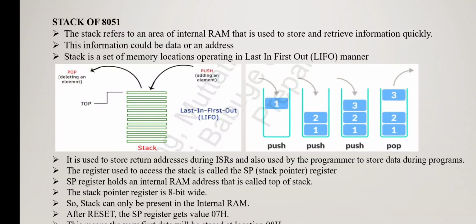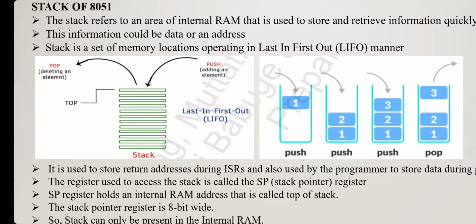This information can be data or address. So inside the stack, we can store data and address too. Stack is a set of memory locations operating in last in first out manner. So this is the form of stack, last in first out. In the stack we are adding some data or address, and we are taking information out too. It is processed in a last in first out manner, so the last data can be taken first. That is the stack.